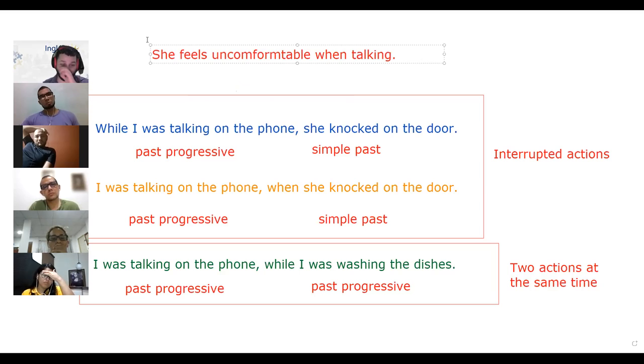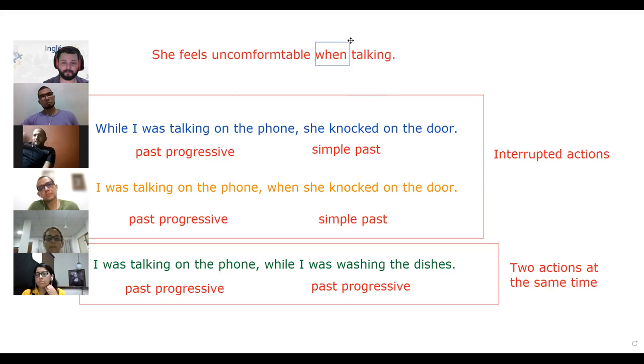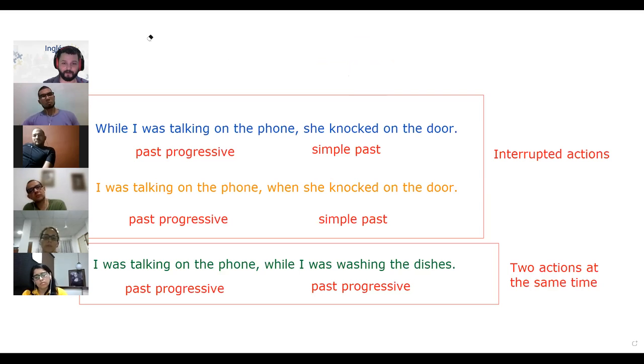I'm not going to teach you this today, because this is a whole different topic. But I want you to remember that we have two clauses here, and this works as a relative clause. The only reason I'm bringing this up is so you don't think it is impossible to use when with ing. But notice that I'm not saying when I was talking. You can use it, but that's a different topic. Right now, focus on interrupted actions and two actions at the same time.